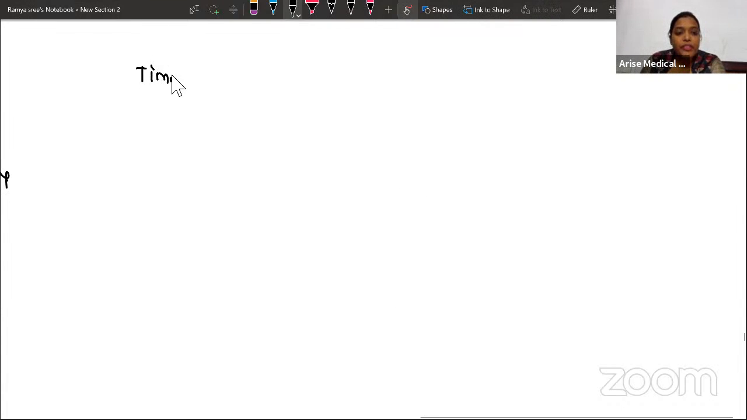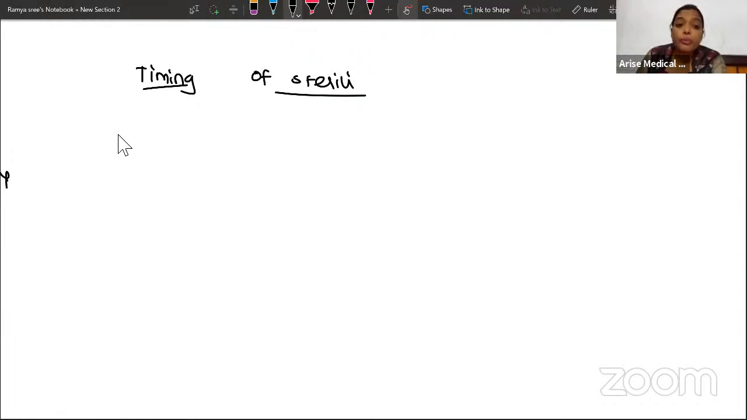What should be the timing of sterilization? These are very, very important. Timing of IUCD insertion, timing of sterilization, very important. They should be on your tongue tips. Right, let's start. Sharath or Taruna, Mukesh, any one of you can tell. What should be the timing of sterilization?